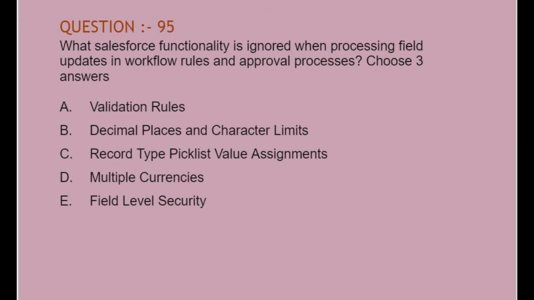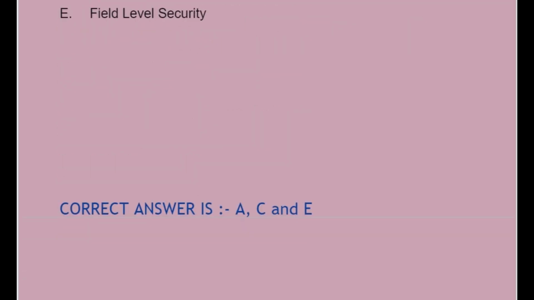Question is what Salesforce functionality is ignored when processing field updates in workflow rules and approval processes? Choose three options. Option A validation rules. Option B decimal places and character limits. Option C record type pick list value assignments. Option D multiple currencies. Option E field label security. Correct answer is option A, C and option E.